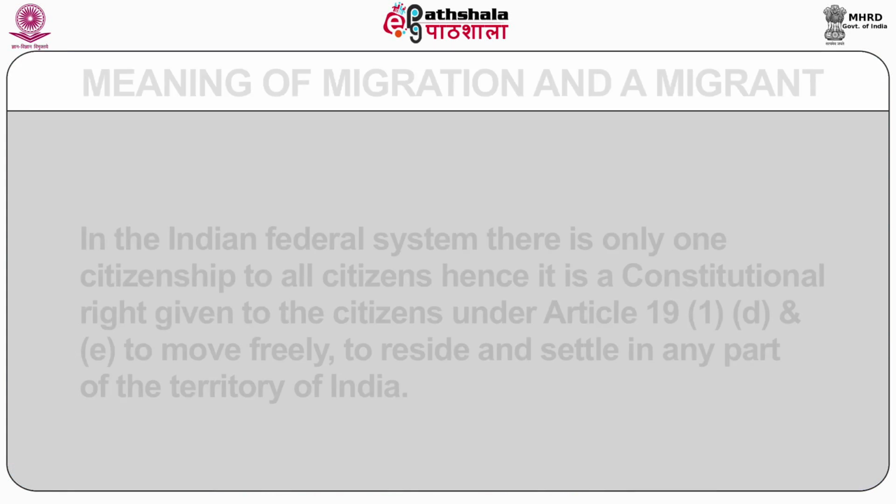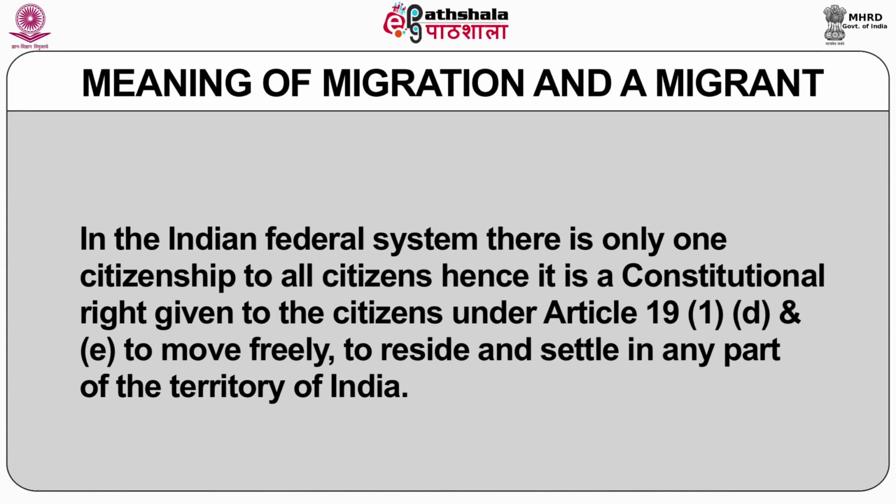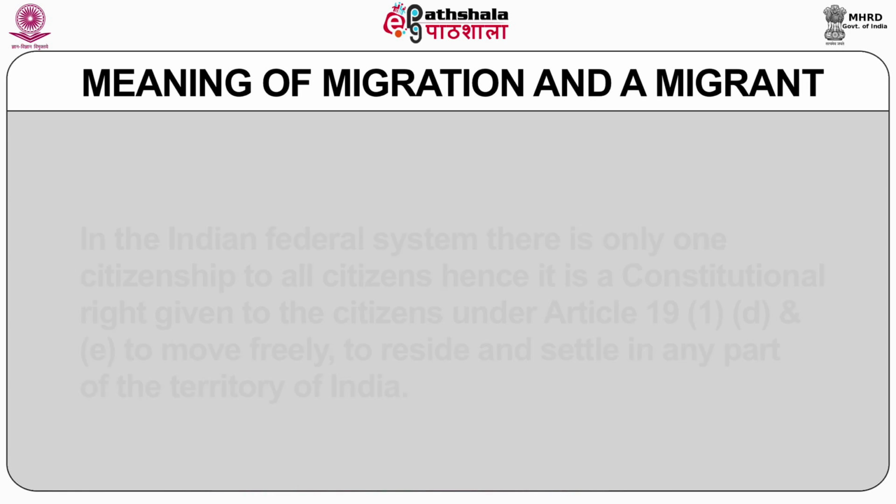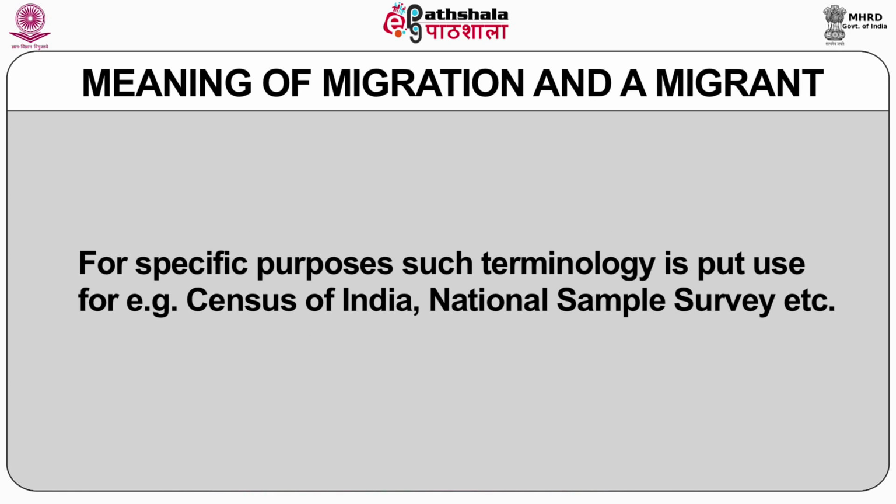which is limited to economic activity. In the Indian federal system, there is only one citizenship for all citizens. Hence, it is a constitutional right given to citizens under Article 19(1)(d) to move freely, and to reside and settle in any part of the territory of India. For specific purposes, such terminology is put to use, for example, the Census of India, National Sample Survey, etc.